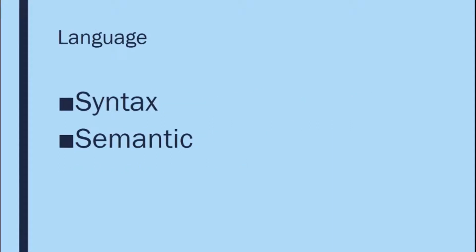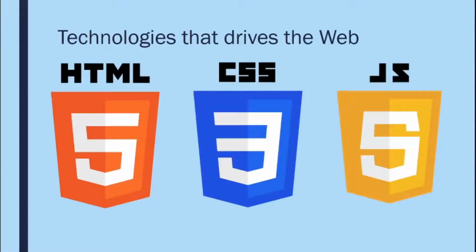Though HTML is not a programming language, it has its syntax, meaning there's a right and wrong way to code it. It has sets of rules that need to be followed to make sure its output is what we expect. HTML also has its own semantics, which means tag names can mean something either to the machine or to the humans. Let's talk about the three technologies that drive the web.